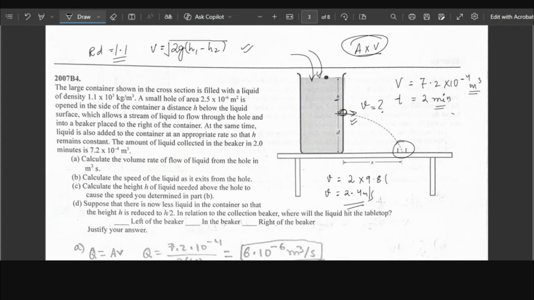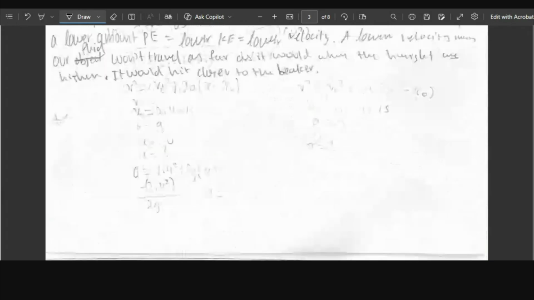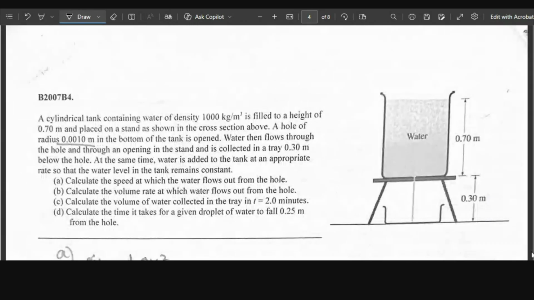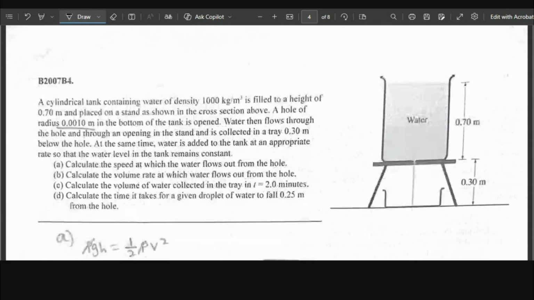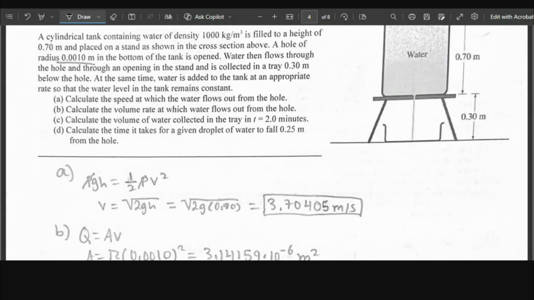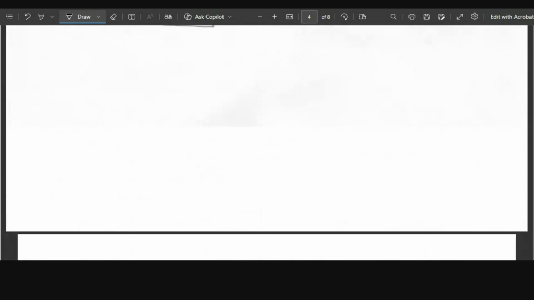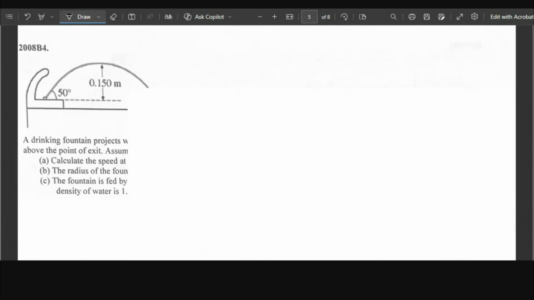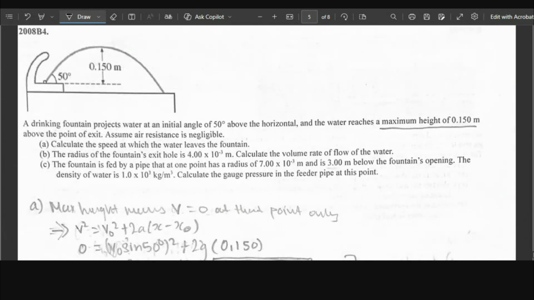Okay, one more thing. How many have you tried on each and every question in this file? I've tried this question already and the next one as well. The next one I had no problem doing. The problem I had was with 2008 B4, two questions after this, the one with 50 degrees. Yes, this one. I didn't know how to do part C. I could do A and B, but not C.